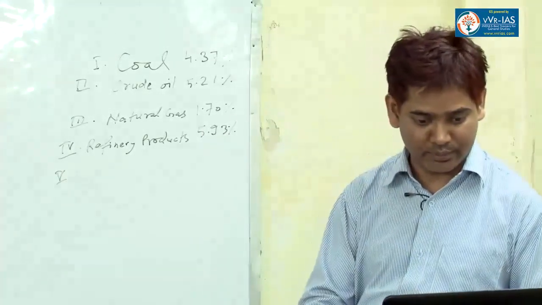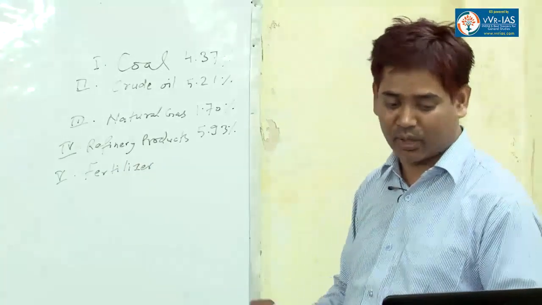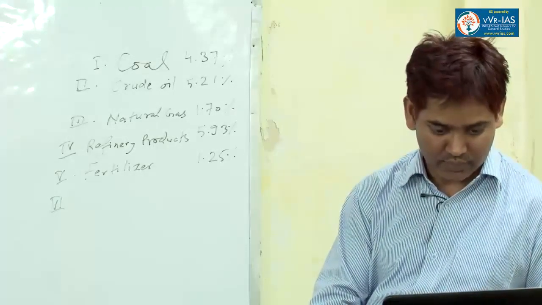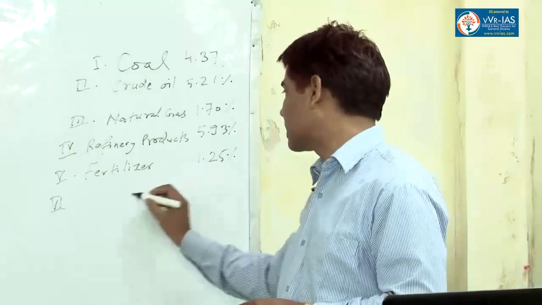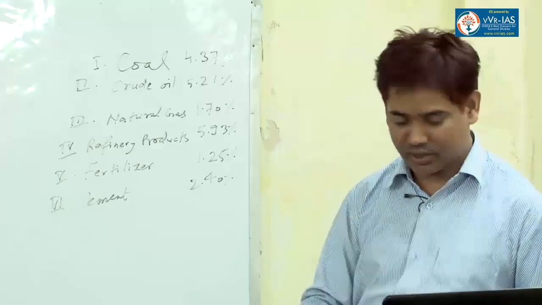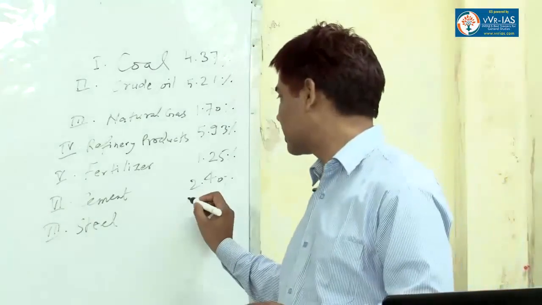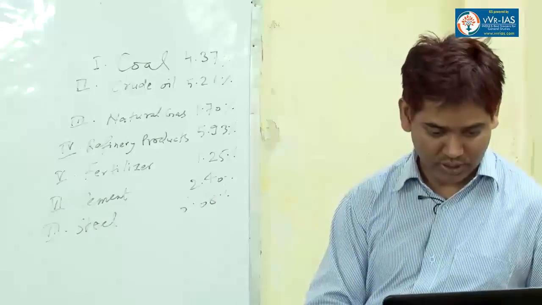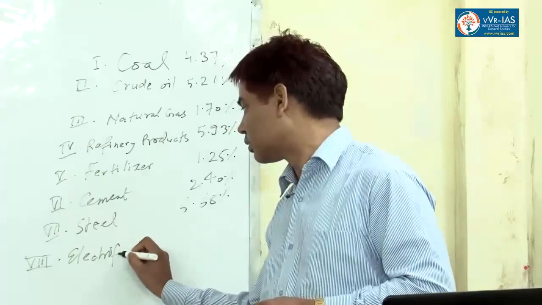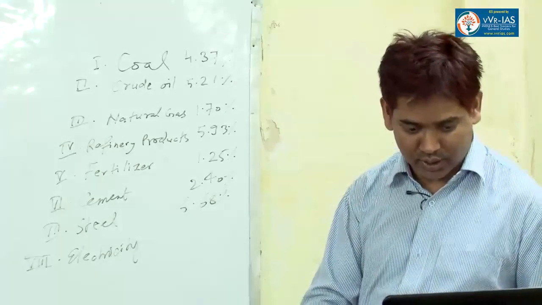Number 5, that is fertilizer. Fertilizer is having weight of 1.25%. Number 6, that is cement. After fertilizer, cement 2.40%. After cement, we have steel. The steel is having weightage of 6.68%. Number 8, electricity. Electricity has weightage of 10.31%.